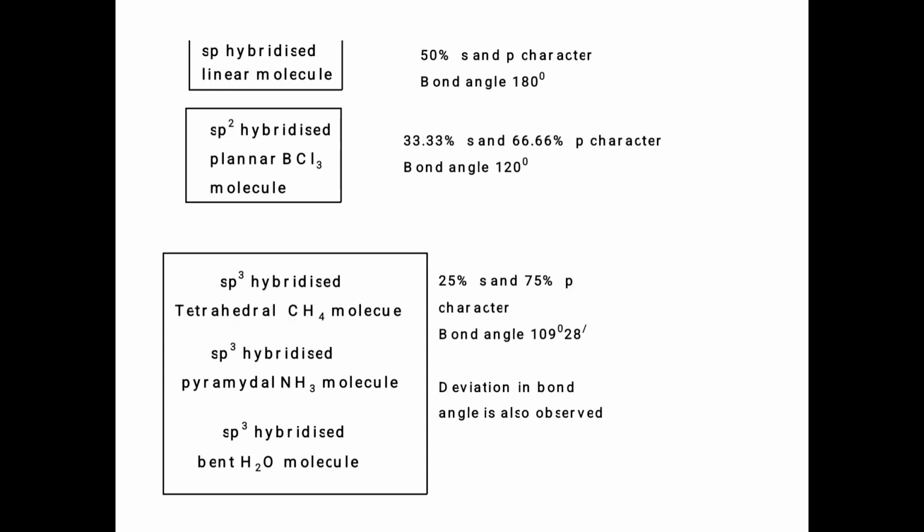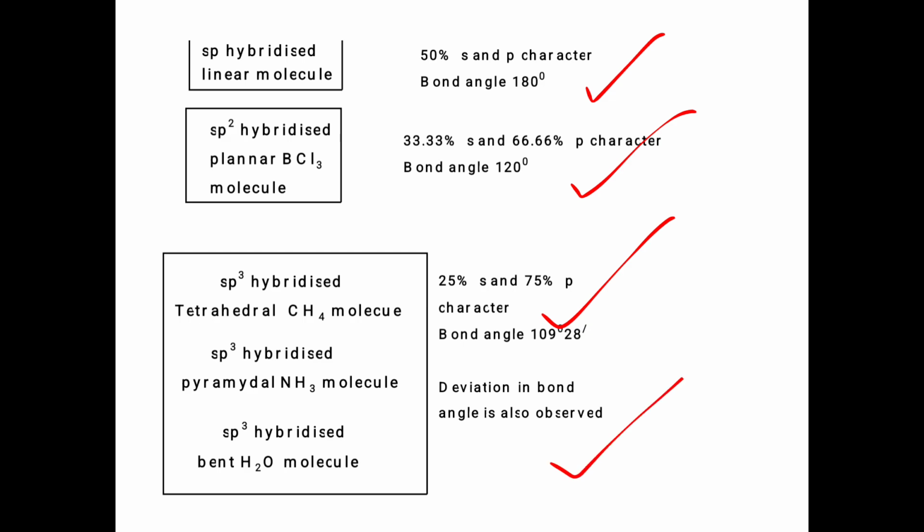sp hybridized linear molecule: it has 50% p character and 50% s character, bond angle 180 degrees. sp2 hybridized planar molecule: it has 33.33% s character and 66.66% p character, and bond angle is 120 degrees. For sp3 hybridized molecule, it is tetrahedral, 25% s character, 75% p character, bond angle 109 degrees 28 minutes.